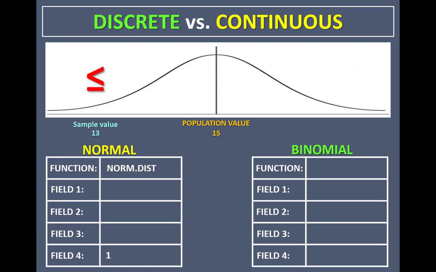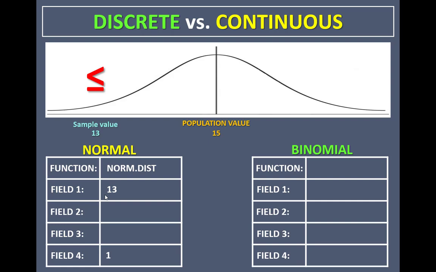Well, when I put in 13 as my first input and 1 as my final input, this is exactly what I'm given in Excel. Excel gives me this value and every possible value lower than that. It is the same thing with the binomial distribution.